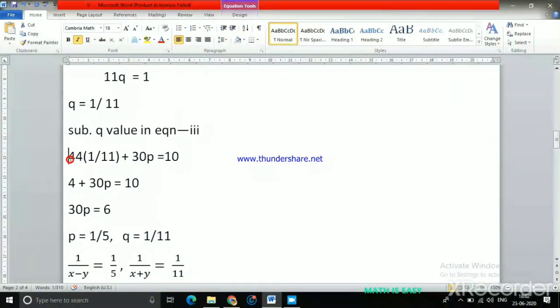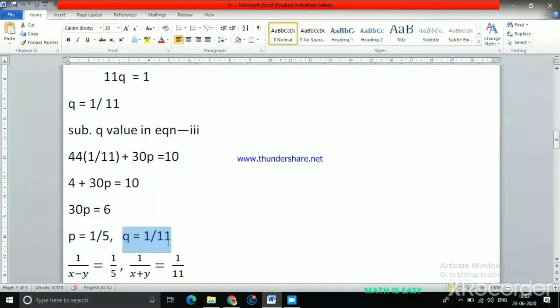So that's what I got here. 44 into 1 upon 11 plus 30p equals 10. Now what happens here is 11 will get cancelled in 44, 4 times. So I got 4 here plus 30p equals 10. Now send 4 to the right hand side, so it will become 10 minus 4, which will be 6. 30p equals 6, then p value will be 6 upon 30. 6 upon 30 is nothing but 1 upon 5. So you got p value is 1 upon 5.